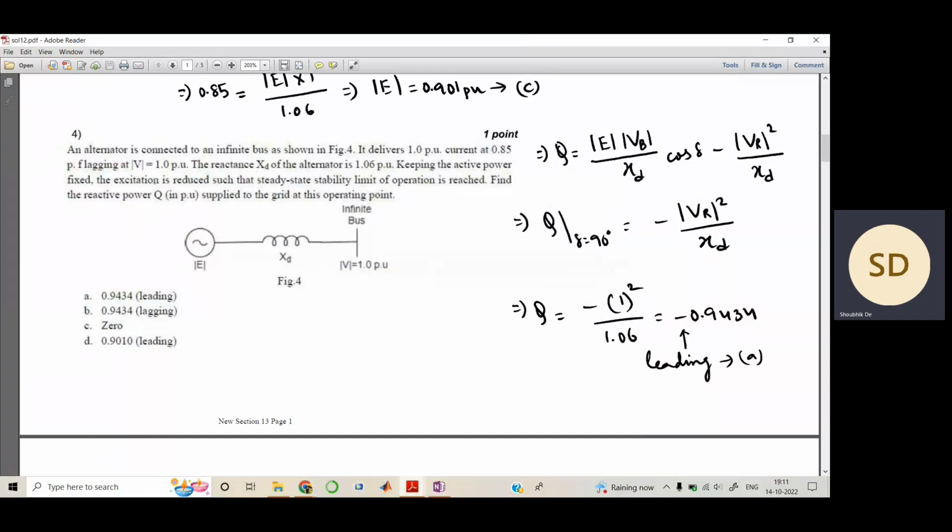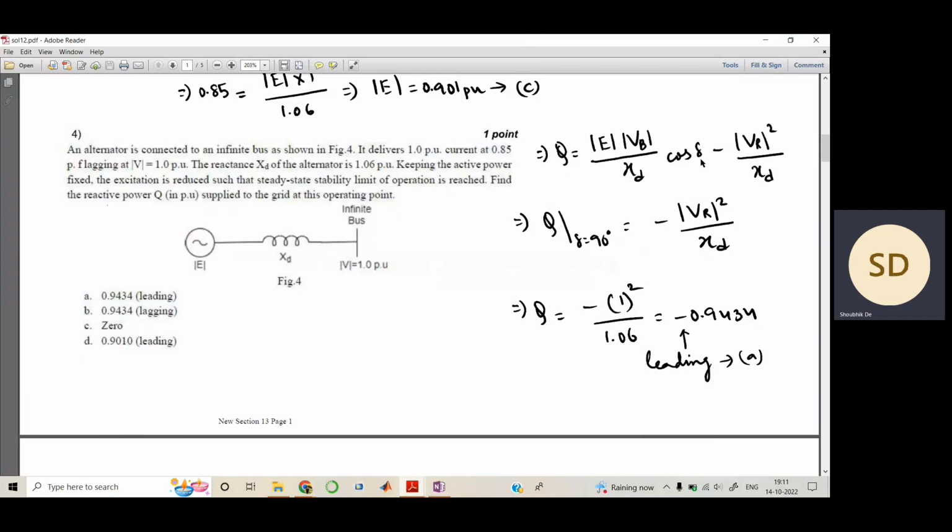Now, keeping the power factor, the active part, fixed, the excitation is reduced such that the steady state limit of operation is reached. They are asking to find the reactive power supplied to the grid at this operating point. At this operating point means at the steady state limit. Steady state basically means this delta, the load angle, must be 90 degrees. This is the formula of the reactive power provided if we neglect the resistance, because this is a purely inductive line, as you see in figure number 4.